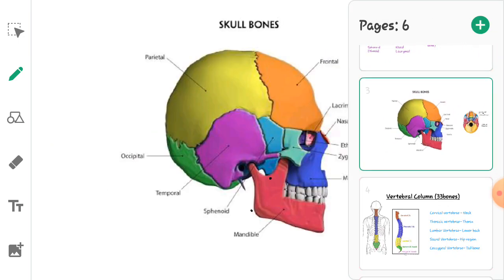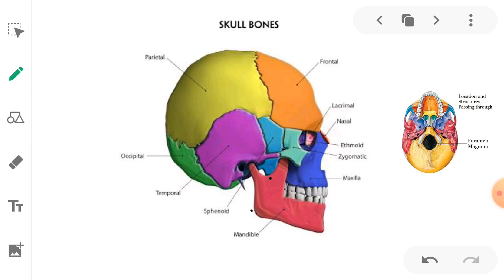Next, here a small picture is given on the right side of your screen. This is your skull when we view it from below. An aperture is labeled here as foramen magnum. This is the area from where the spinal cord moves out of the skull.